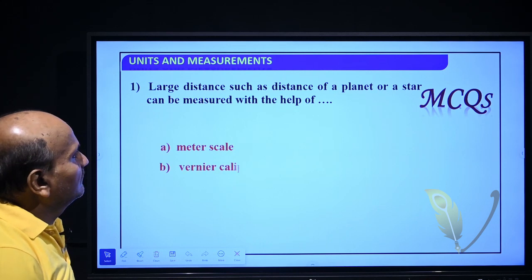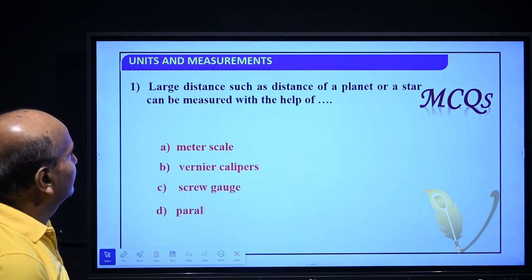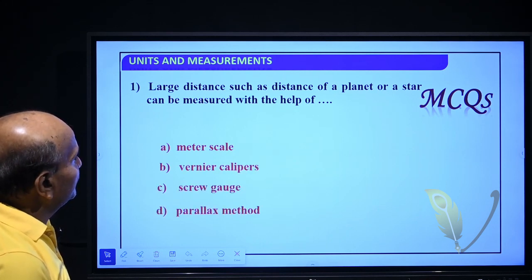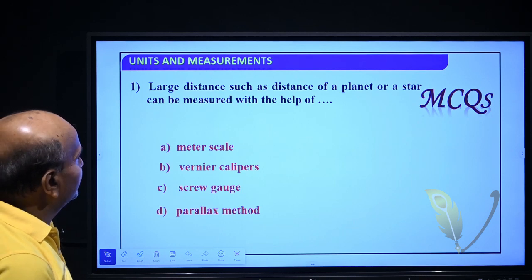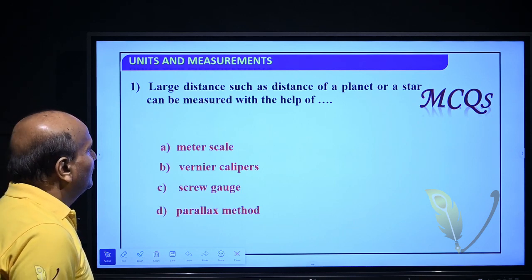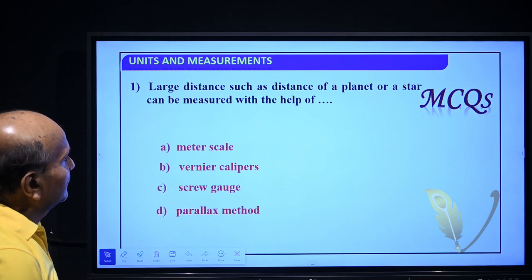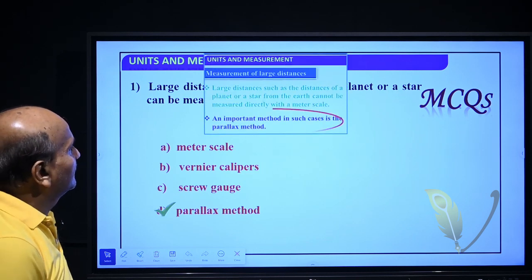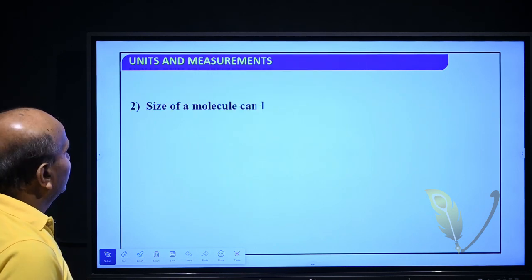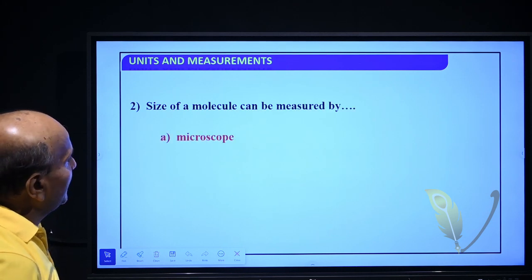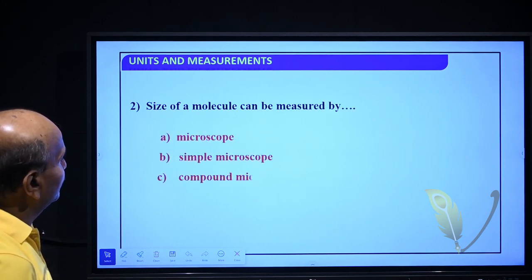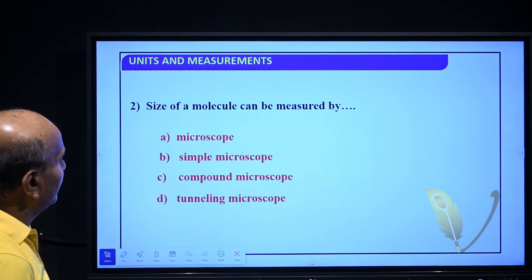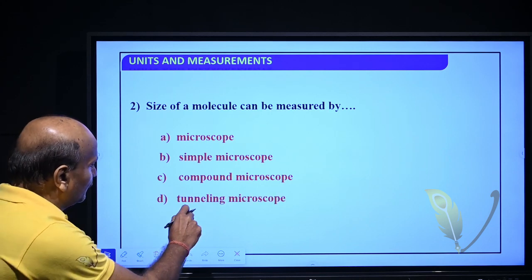Now, from MCQ questions. Large distances such as the distance of a planet or a star can be measured with the help of: options, meter scale, vernier caliper, screw gauge, parallax method. That is the parallax method. The size of a molecule can be measured by: simple microscope, compound microscope, and tunneling microscope. That is the tunneling microscope.